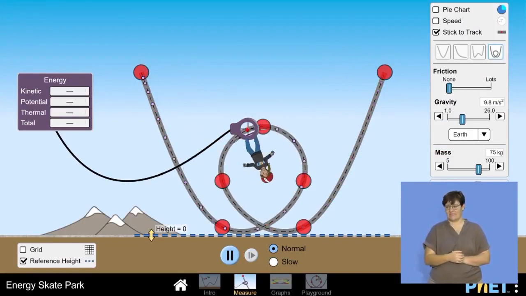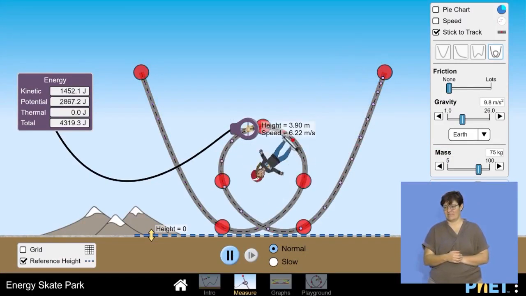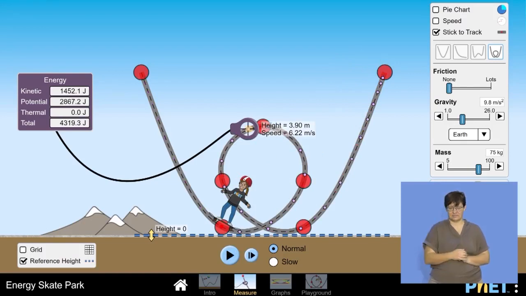And there we go. And we'll stop it when we've got some readings. Total energy, 4,319.3 joules. It doesn't matter that he went upside down.